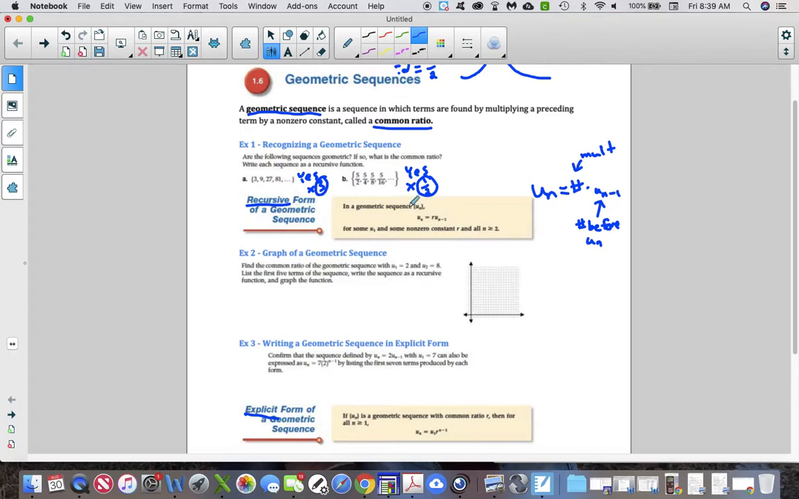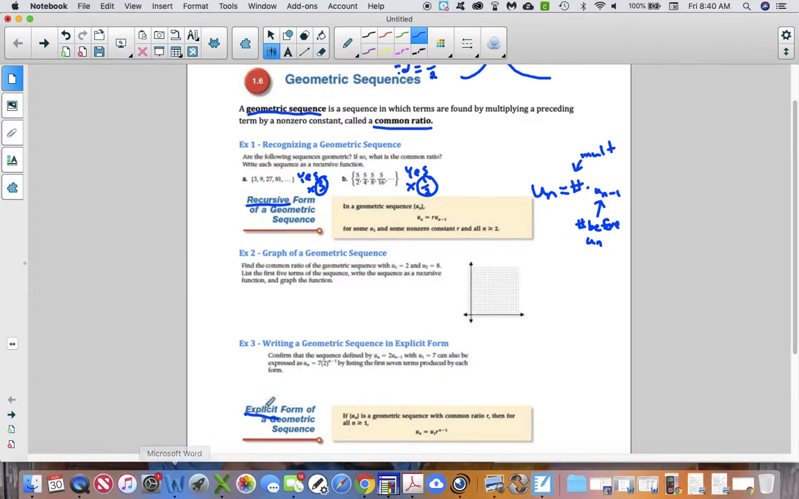And the problem again with recursive is that if I want to know the 52nd term, I have to know the 51st term. And if I want to know the 51st term, I have to know the 50th and the 49th and the 48th. So that's bad. That's kind of a problem with the recursive formula. It's easier to compute and easier to do, but I can't just automatically find the 52nd term or whatever.